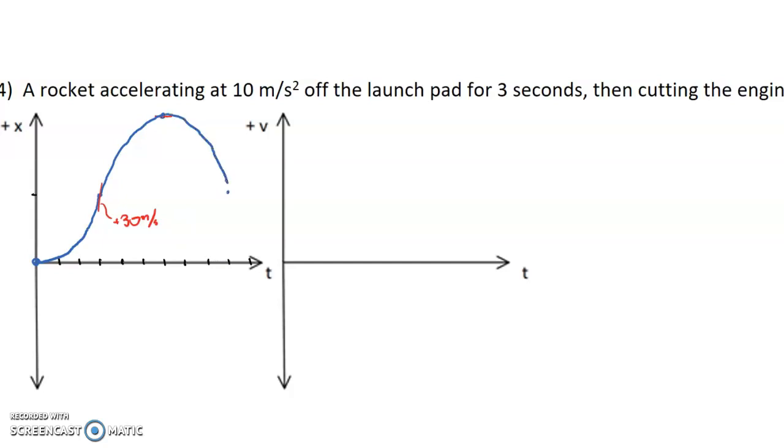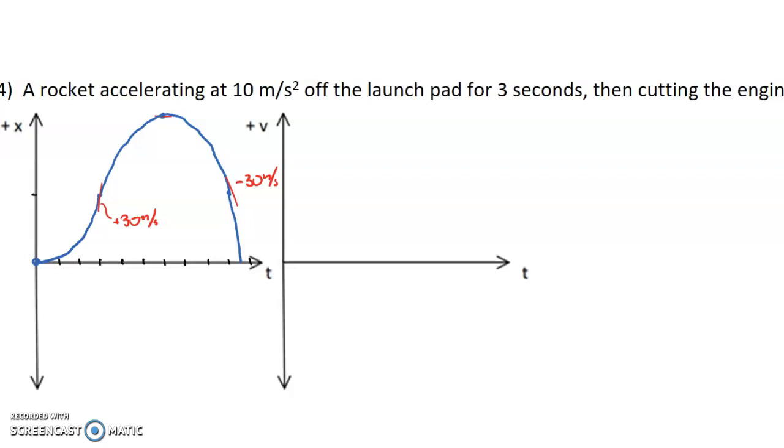So we should see the same downward slope here of negative 30 meters per second. And this thing's going to keep falling to the ground and you have an even higher velocity when it finally gets to the ground. So you kind of get a sense of what's happening to this rocket.